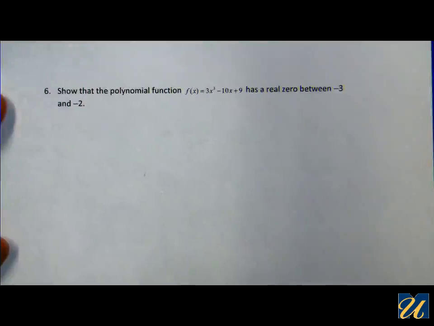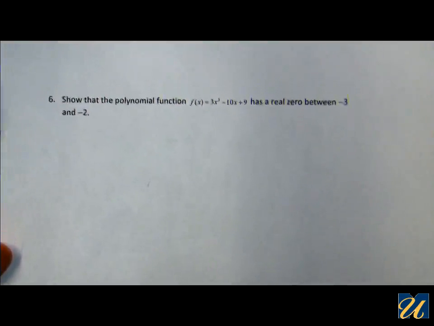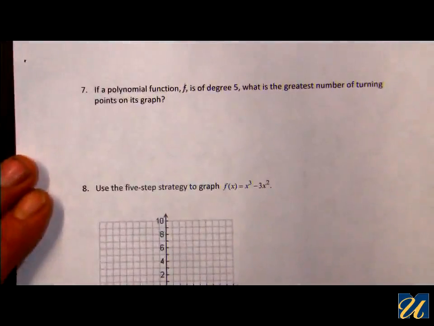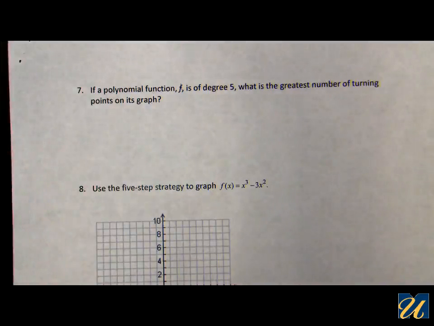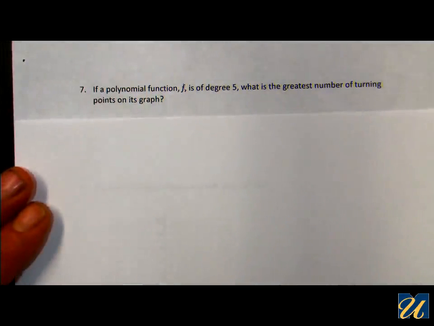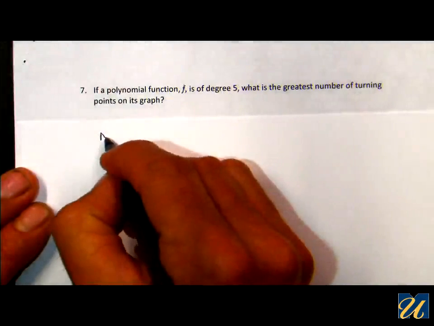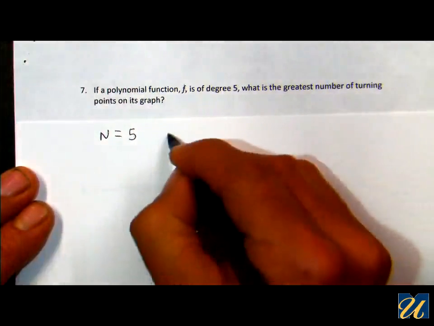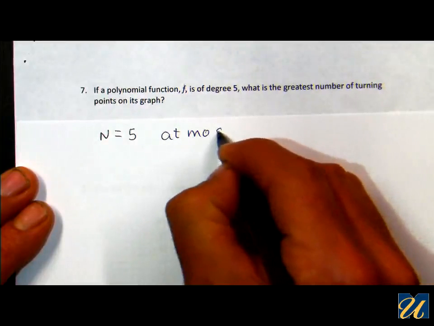Let's take a look at the next problem, number 7. If a polynomial function f is of degree 5, what is the greatest number of turning points on its graph? The greatest number of turning points is n minus 1. So here it says the degree is 5. That means the value of n, the highest exponent, is 5. So it has at most.